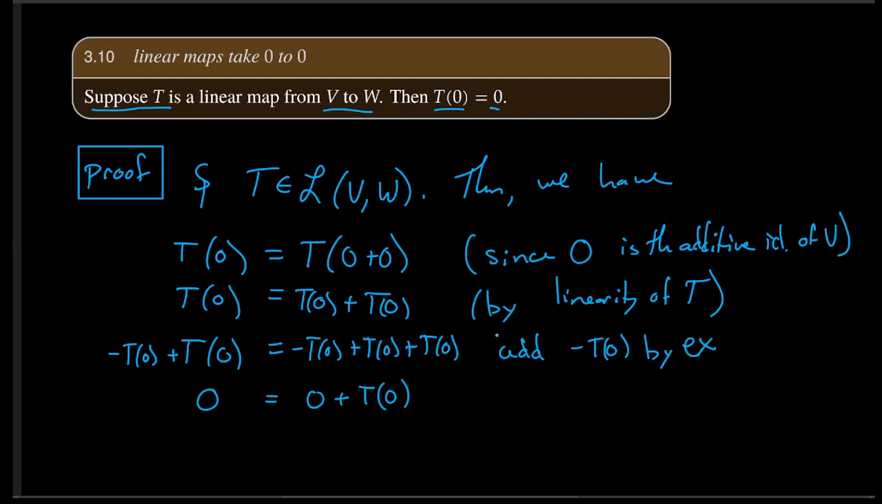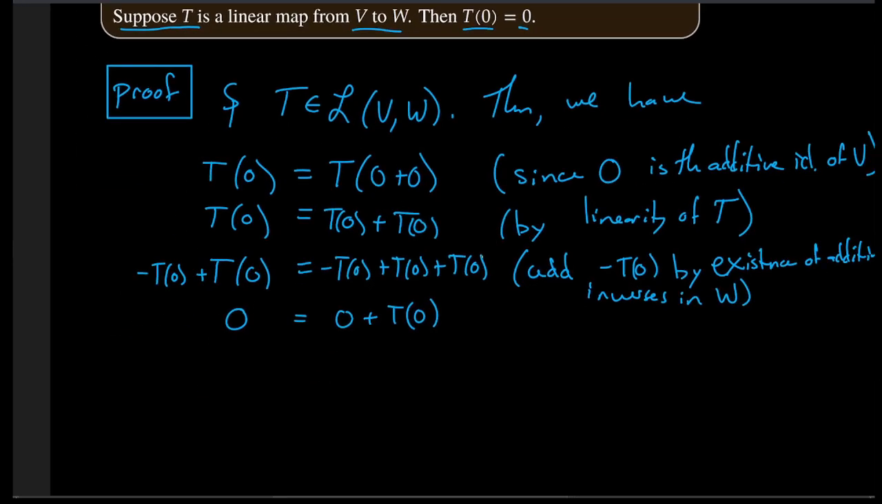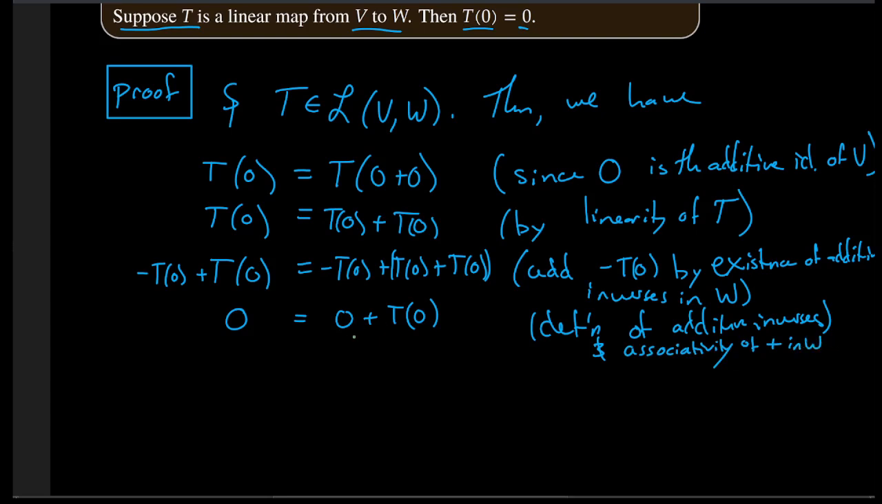We're going to add minus T of 0 by the existence of additive inverses in W. Okay, cool. This is just the definition of additive inverses. Maybe there's technically a small step right there where I am skipping, like regrouping my parentheses and using the associativity of addition. So I should say and associativity of addition in W. Okay.